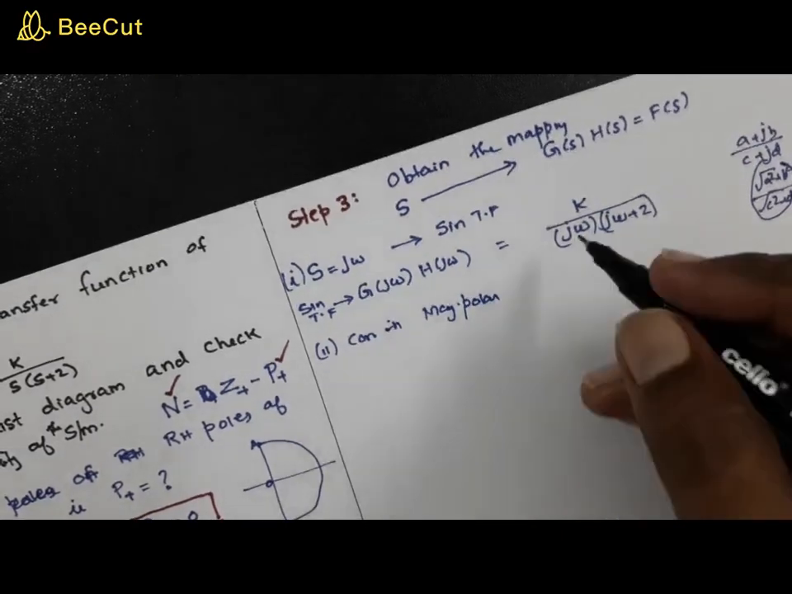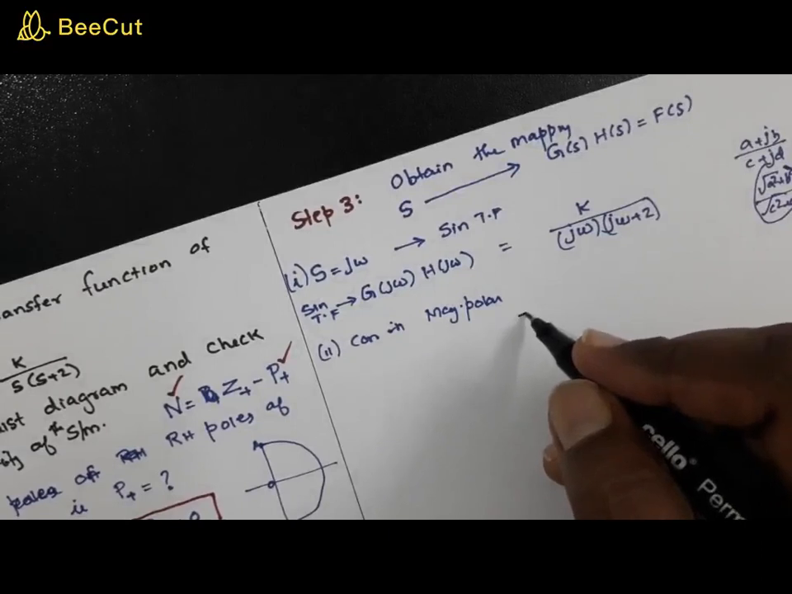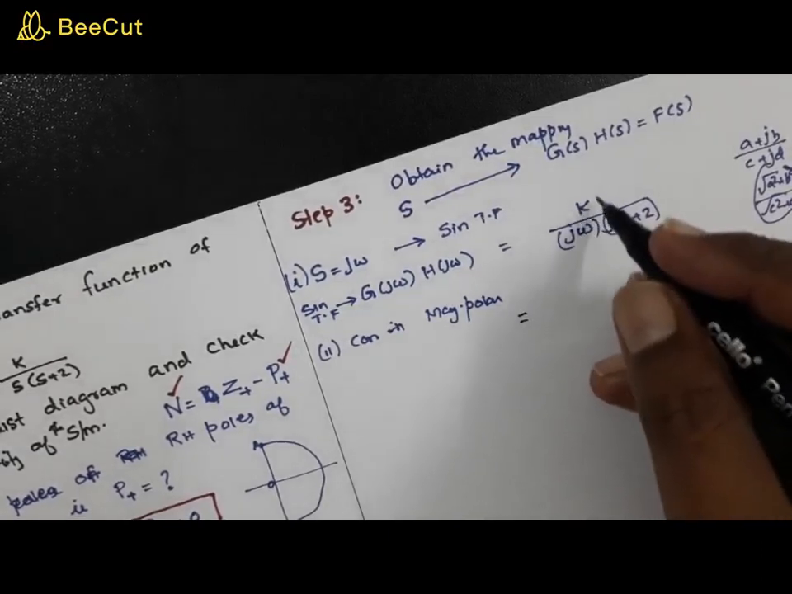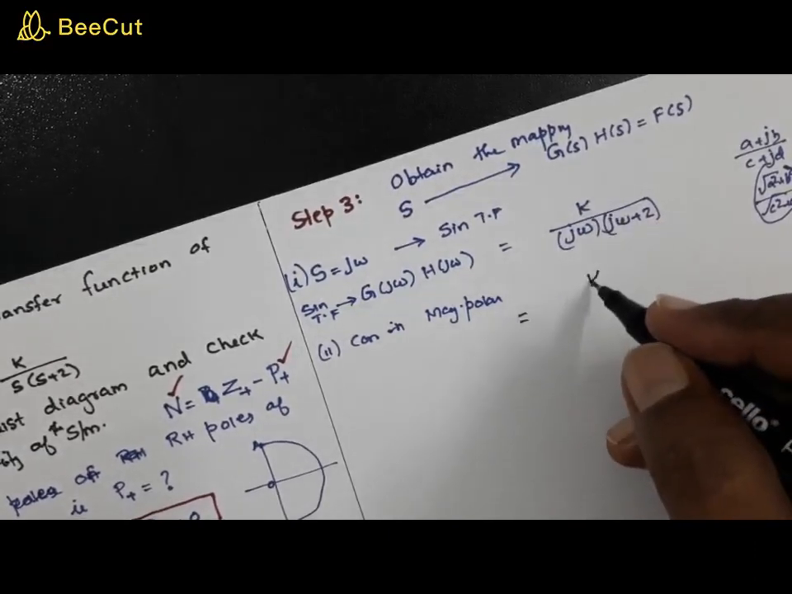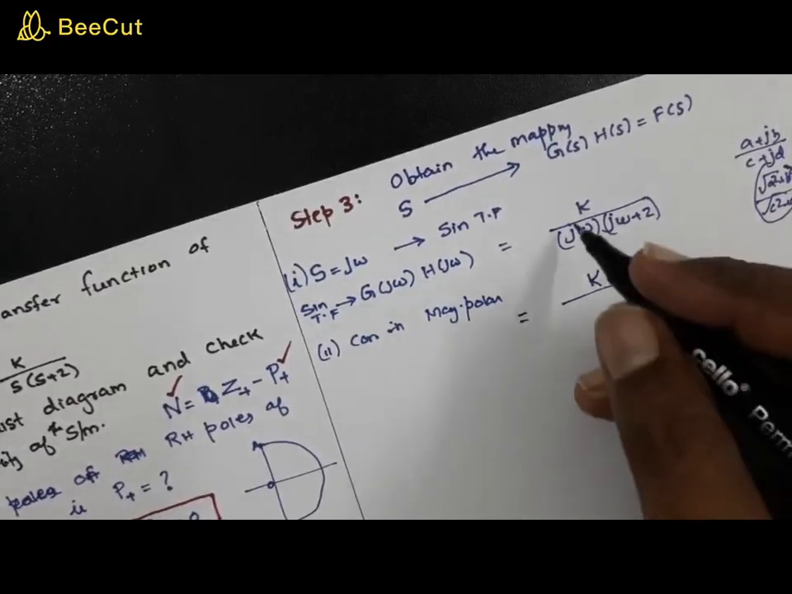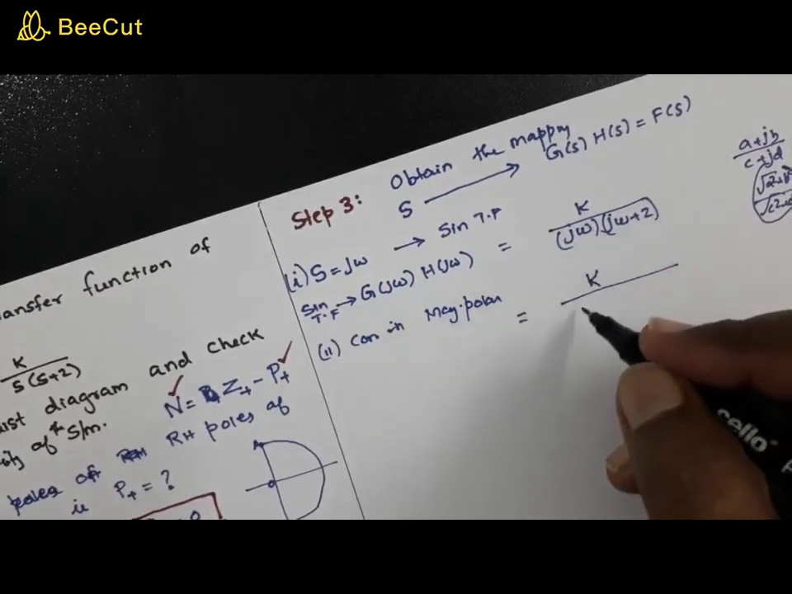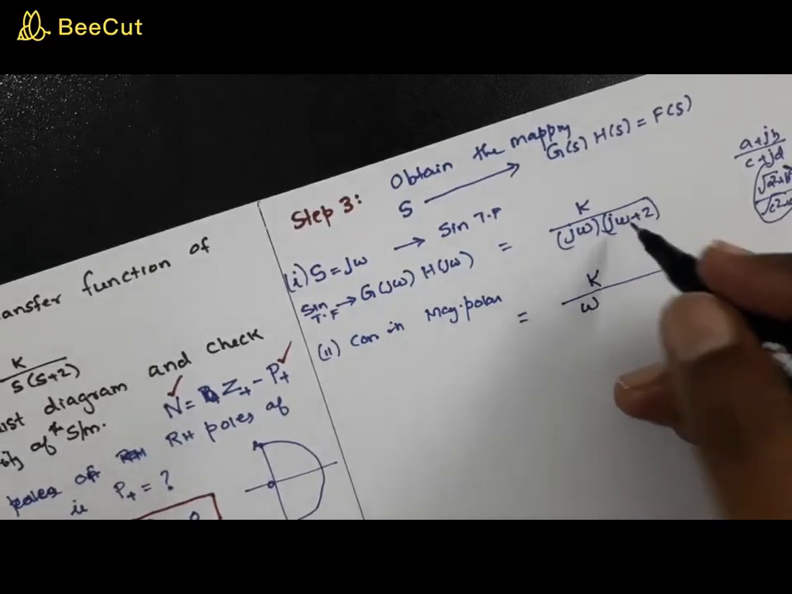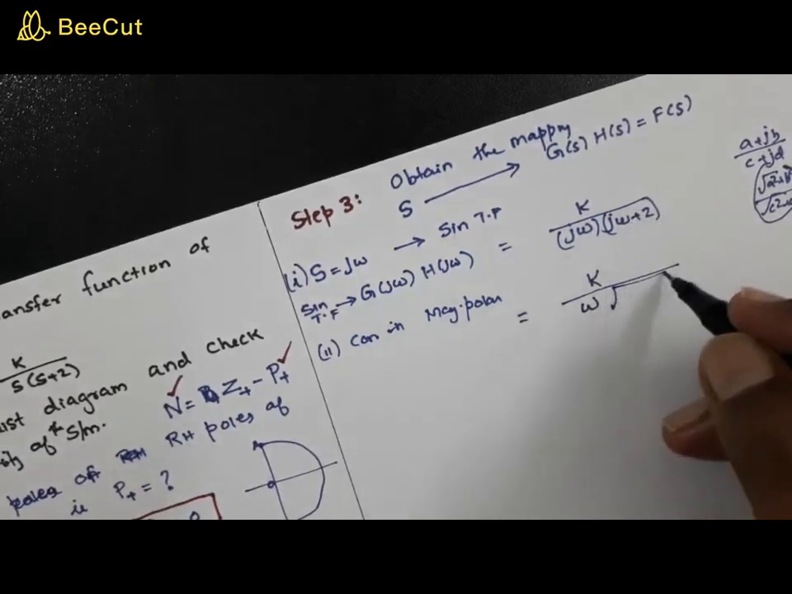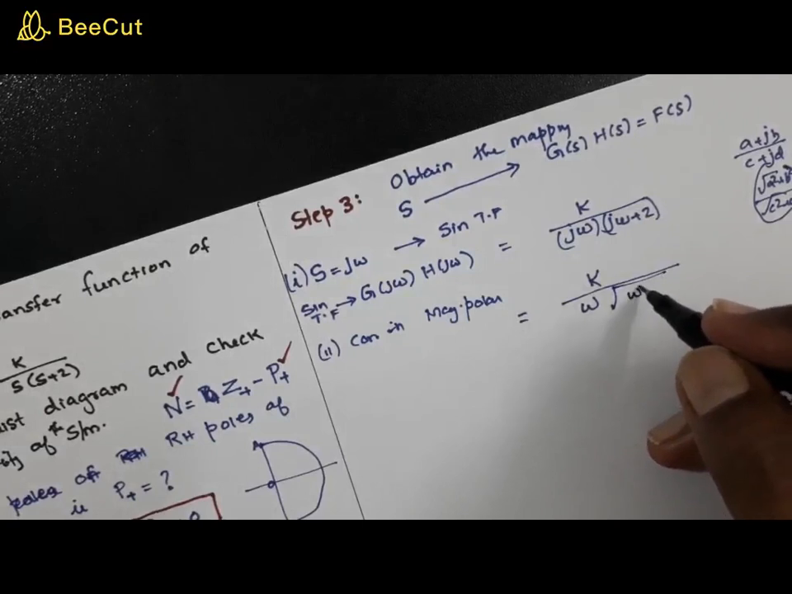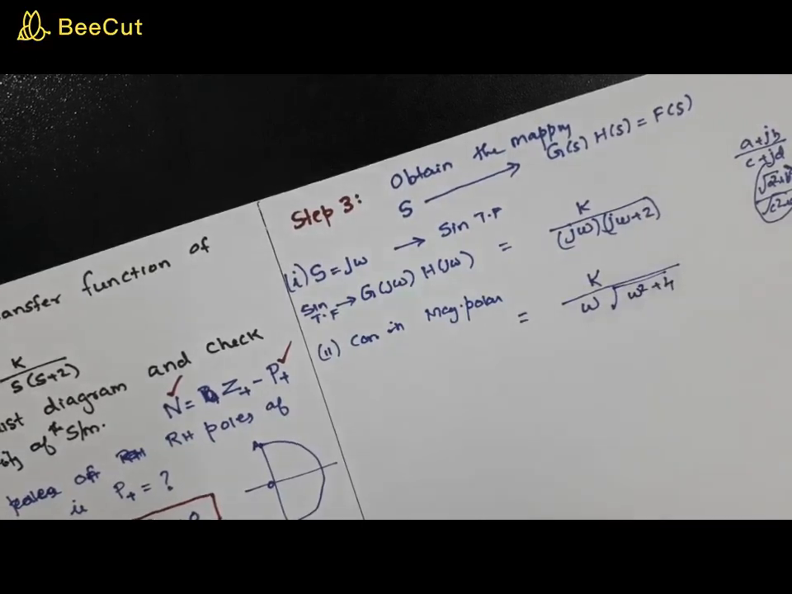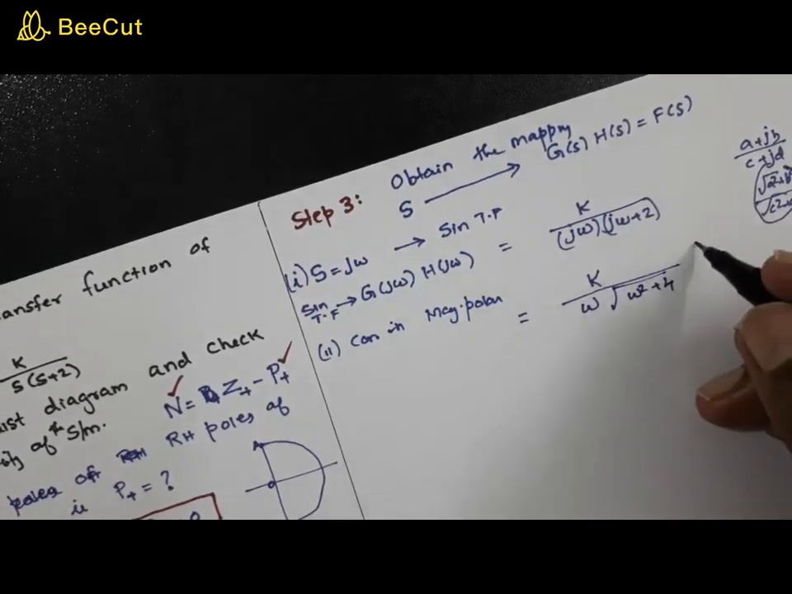Okay, so you are converting that, so using that, what is the magnitude of k? K is a constant, therefore the magnitude is k itself. What is the magnitude of j omega? J omega is root of omega square, which is omega. What is the magnitude of this thing? This will be root of omega square plus 4, right? Right? And what about the angle?